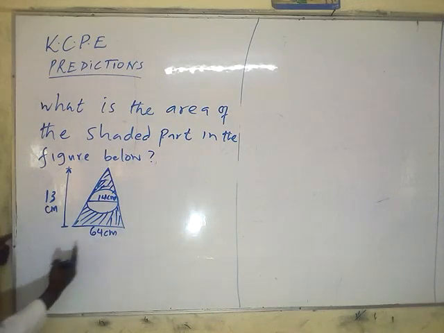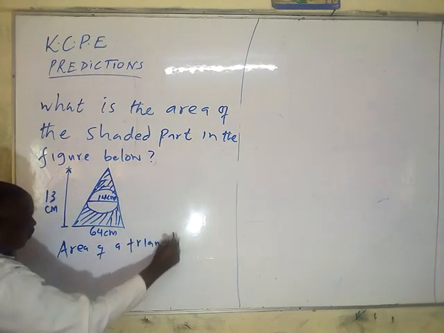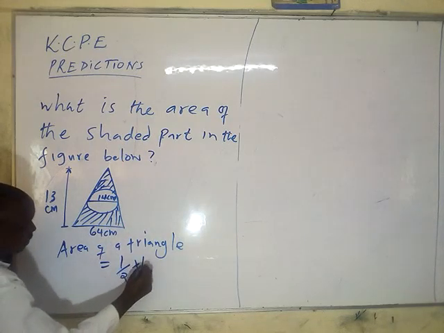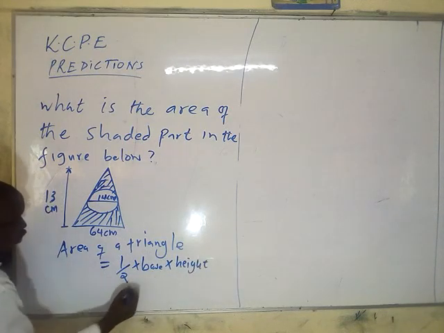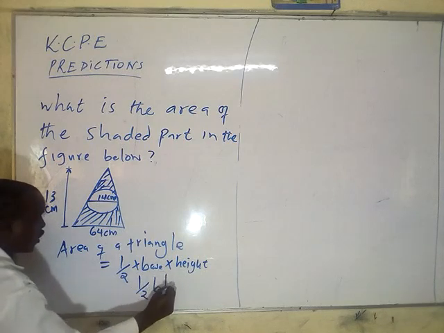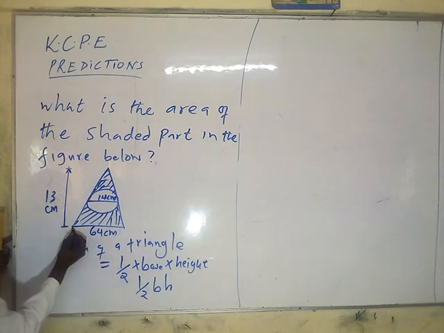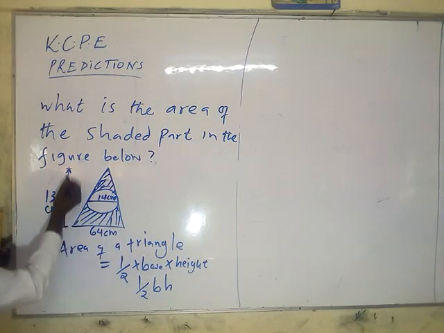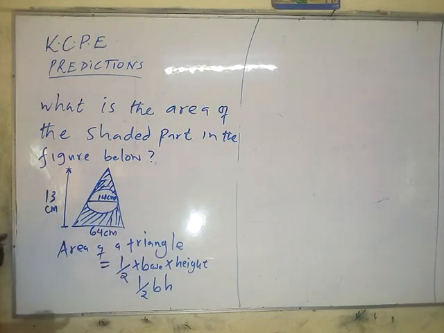Area of a triangle is equal to a half times base times height. So in short, it is written a half BH. That's the formula for calculating the area of a triangle. So our base is this down here. This is the base and the height is this one. So the height has been put here. The height is 13 centimeters. The base is 64 centimeters.